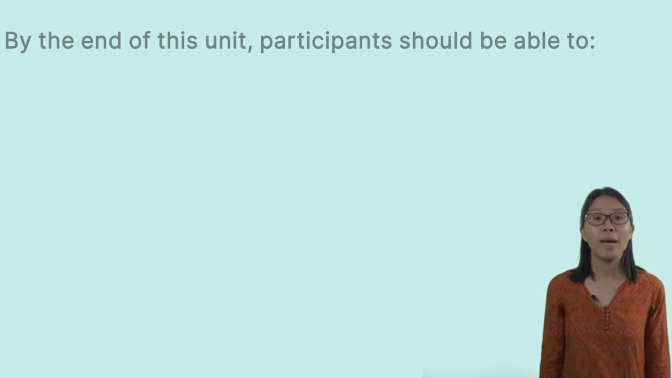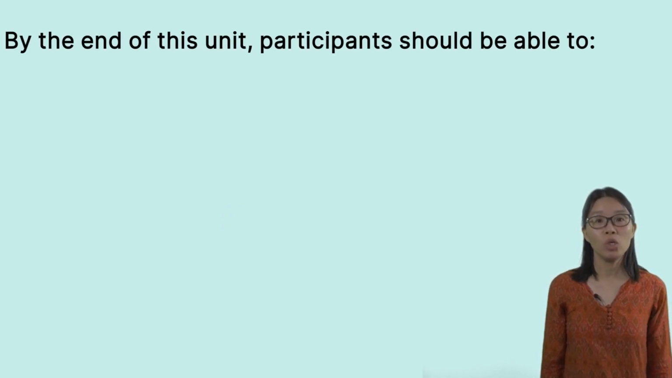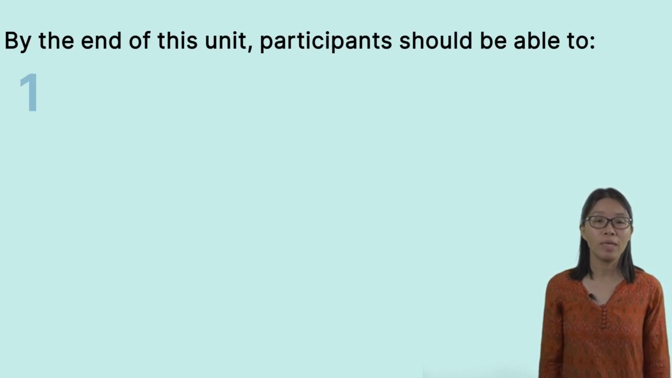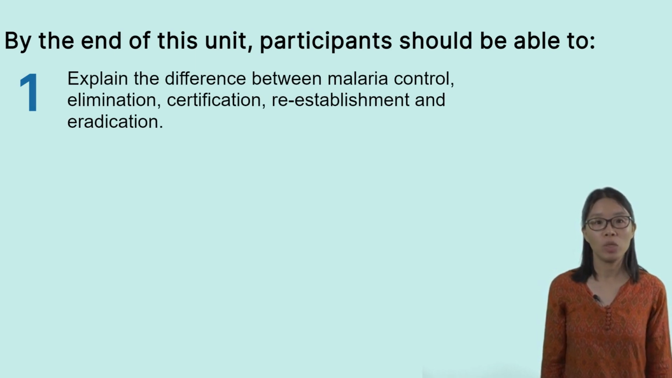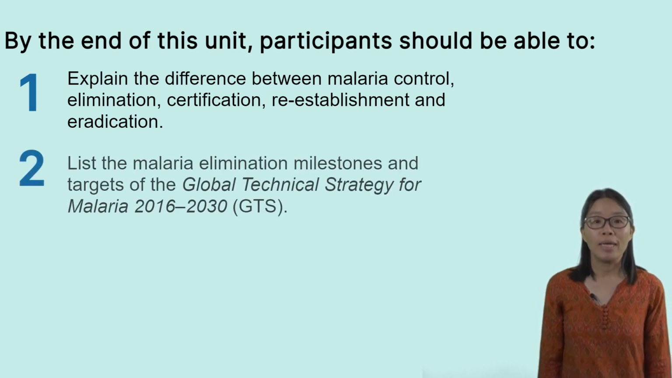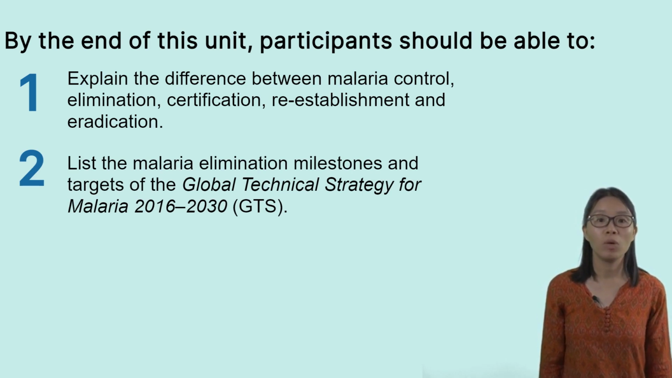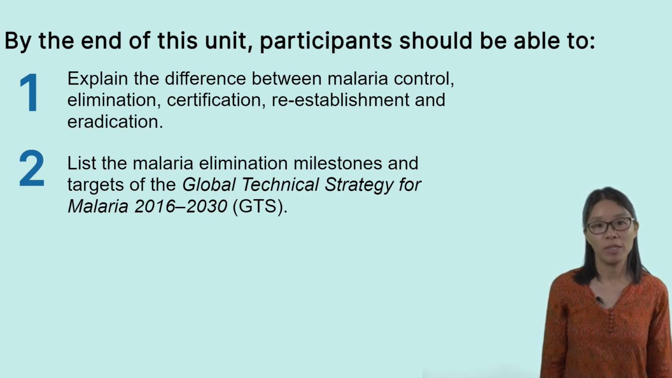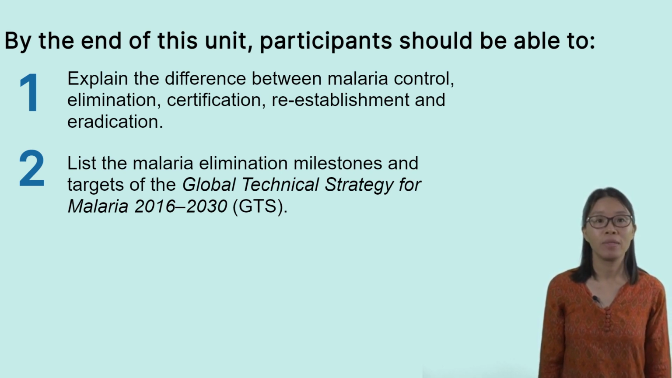This unit covers the principles and goals of malaria elimination. By the end of this unit, you should be able to: 1. Explain the difference between malaria control, elimination, certification, re-establishment, and eradication. 2. List the malaria elimination milestones and targets of the Global Technical Strategy for Malaria 2016 to 2030, GTS.